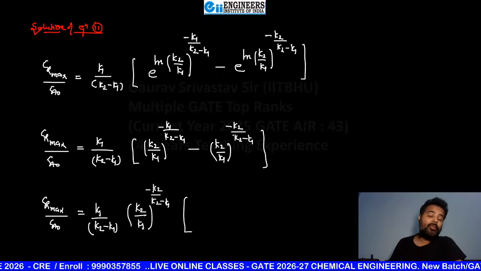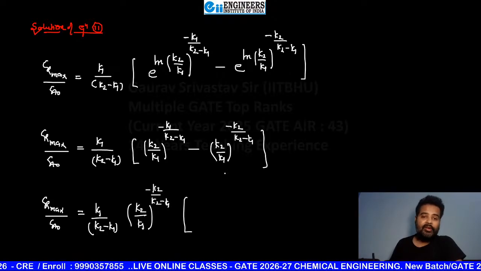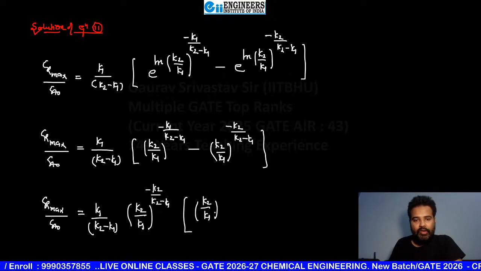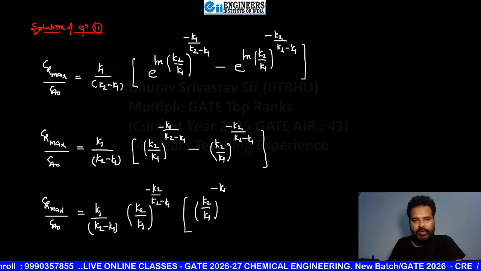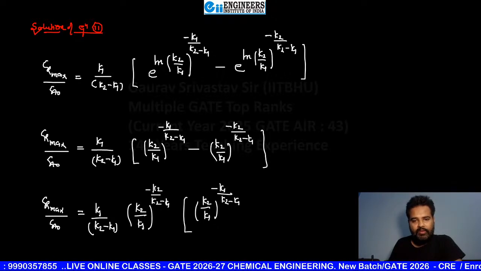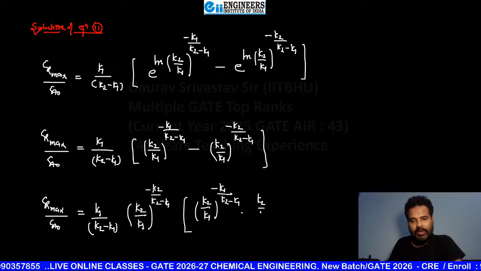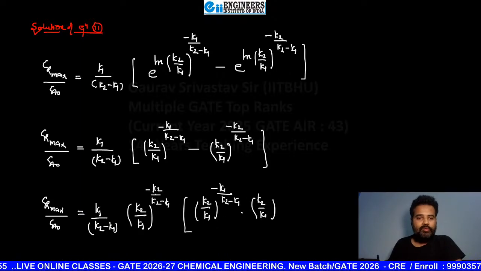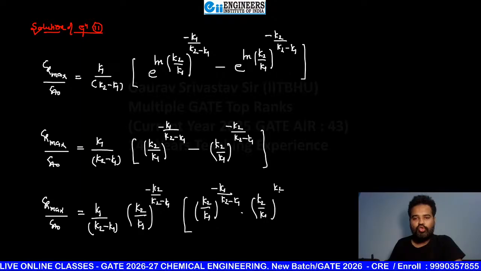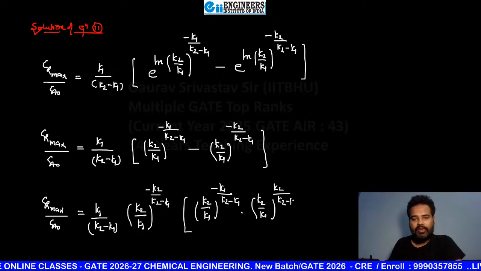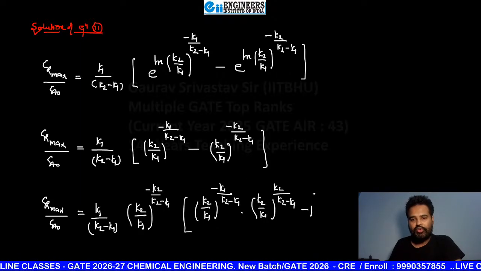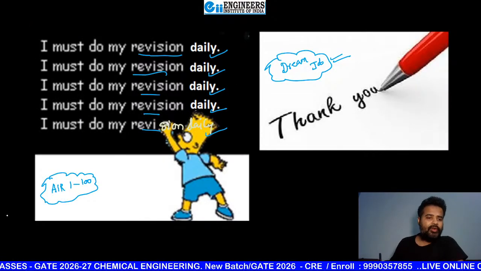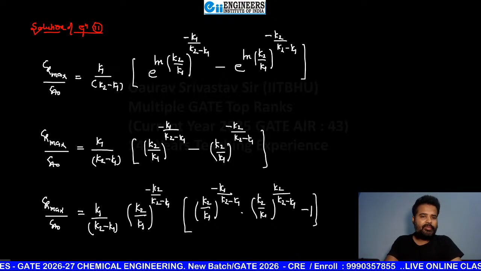Because you are taking this common, just write the reciprocal of this here. So you can write K2 by K1 raised to power minus K1 by K2 minus K1, and into K2 by K1 reciprocal of this here. So the reciprocal will be written as positive. So K2 upon K2 minus K1, and the second term is now 1 because you had already taken it common. Further moving, you can write, oh wait, let me add one more slide.